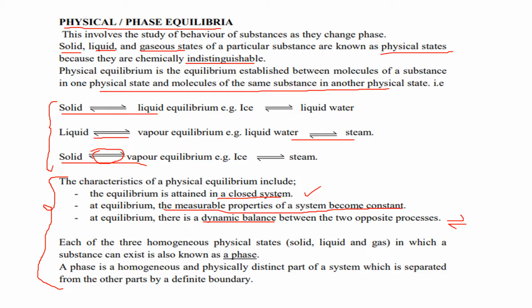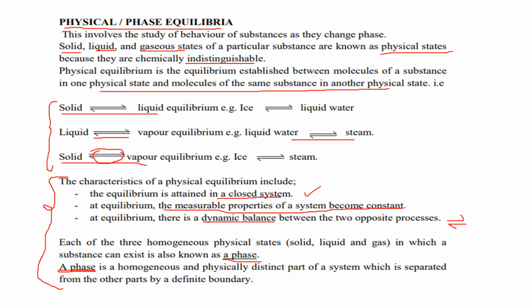So each of the three homogeneous physical states of any substance can exist in what is known as a phase. So the existence of these three states can be known as a phase. Now what's the definition of a phase? You should underline this and bold it in your notes because it's very important to understand. A phase is a homogeneous and physically distinct part of a system.